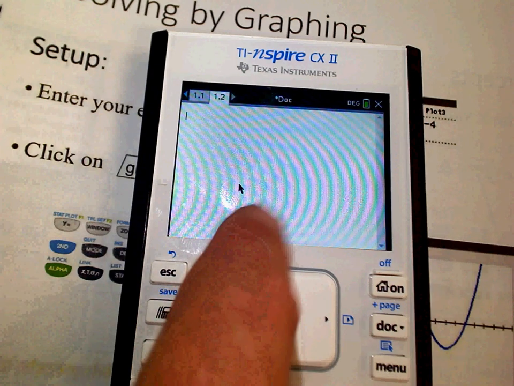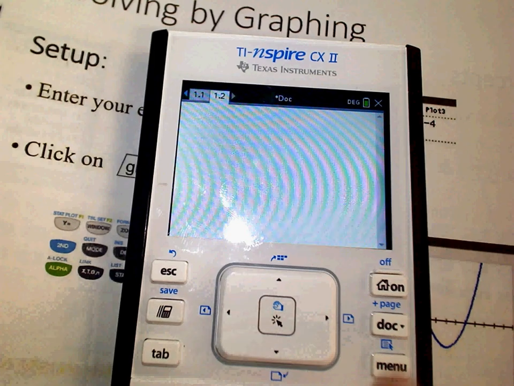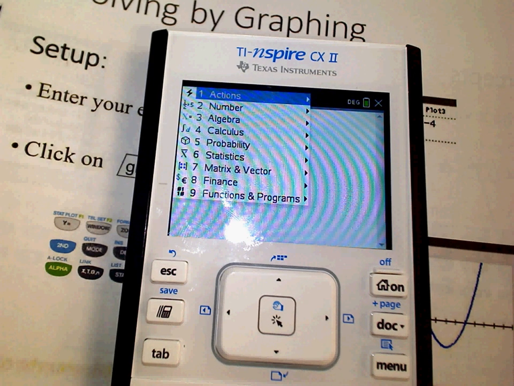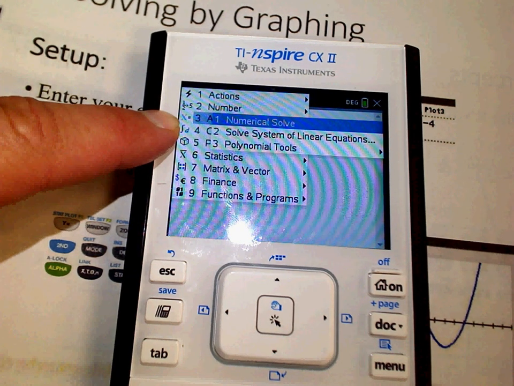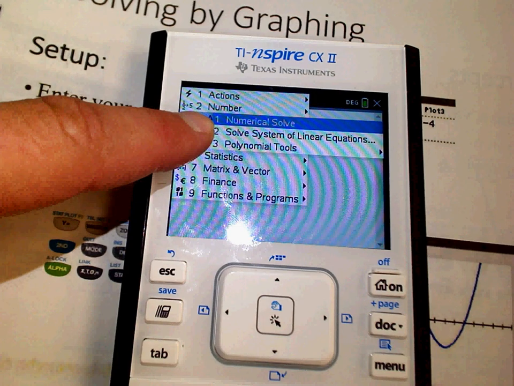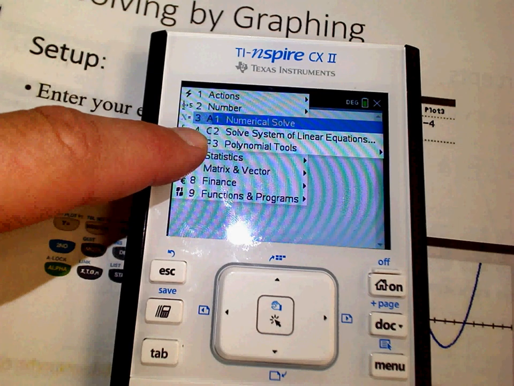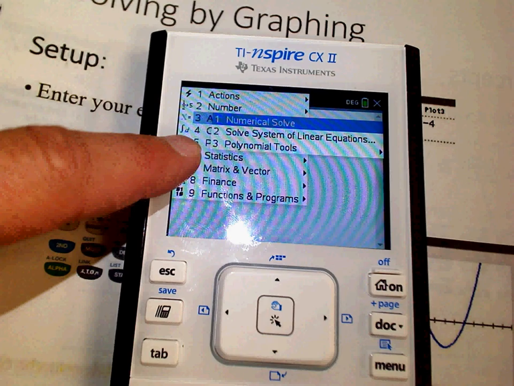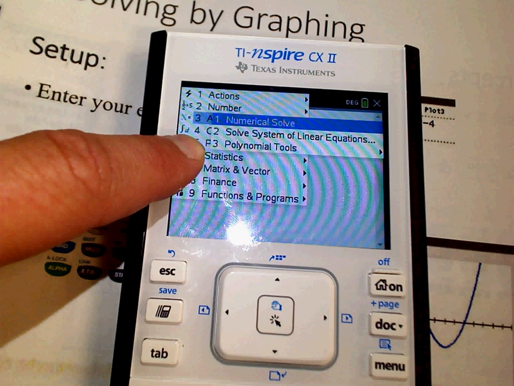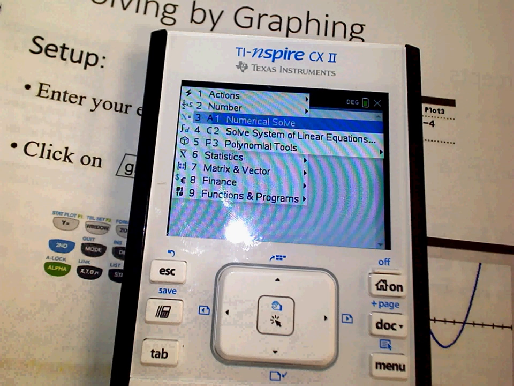These darn calculators that you have access to have other ways. Hit menu. You see this window? In this window, I'm going to look at some of the algebra options. Number 3, numerical solve. We've done that already. Solve systems of linear equations, we never used it that way; we did RREF. Polynomial tools, that's what I'm interested in because this is a quadratic polynomial. So I'm going to go to 3.